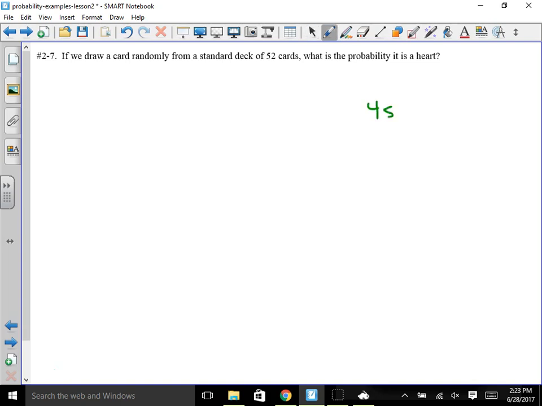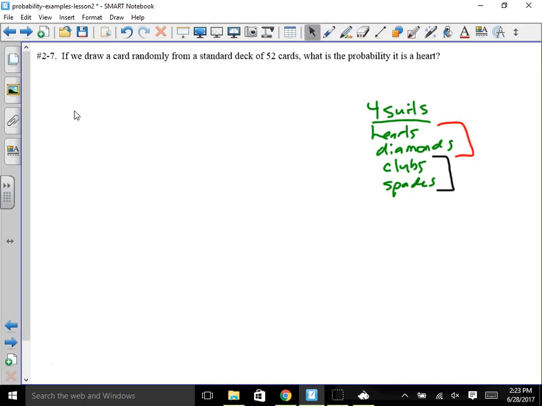There are 4 what they call suits, and the suits are hearts, diamonds, clubs, and spades. Okay, some of them are black. The clubs and the spades are black, and the diamonds and the hearts are red. And then within each one of those, the following. We have a 2, 3, 4, 5, 6, 7, 8, and a 9. And then we have a 10, a jack, a king, a queen, and then an ace.